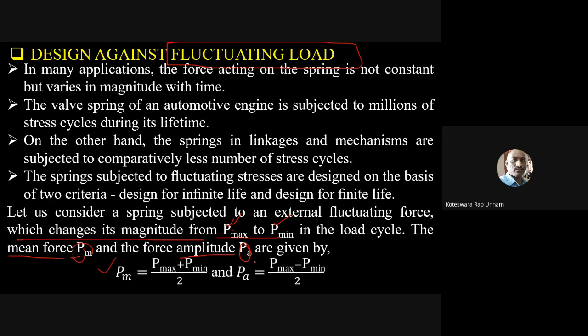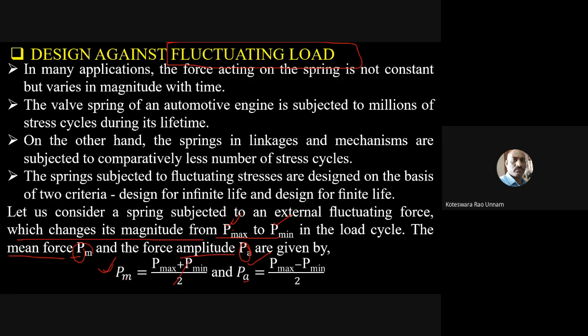We already know these things. While discussing fatigue analysis in the second unit, we discussed how we can calculate the amplitude of a load and the mean of a load. Mean is P max plus P minimum by 2, and the amplitude is P max minus P minimum by 2.